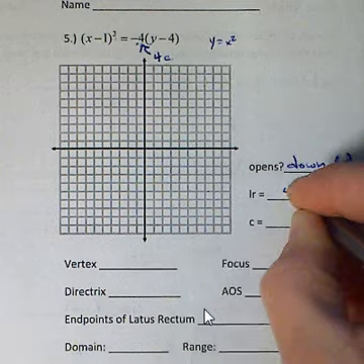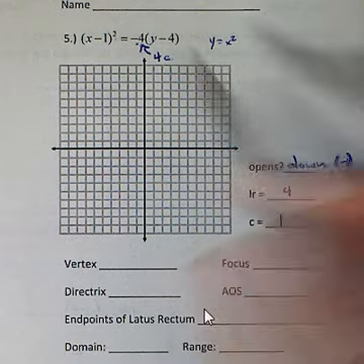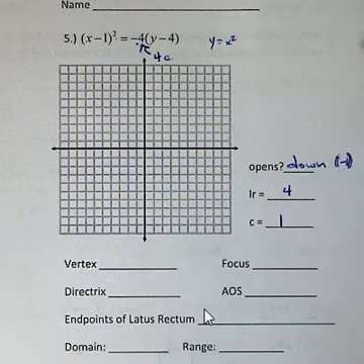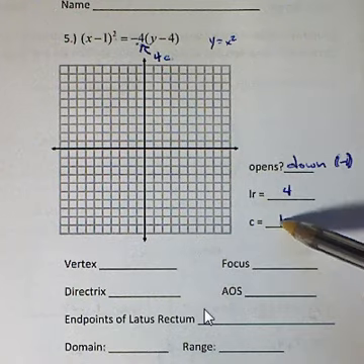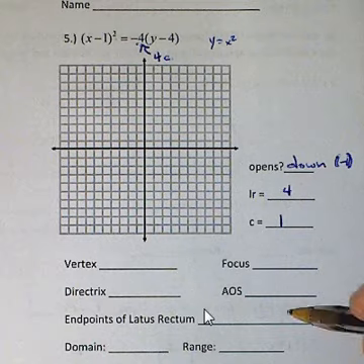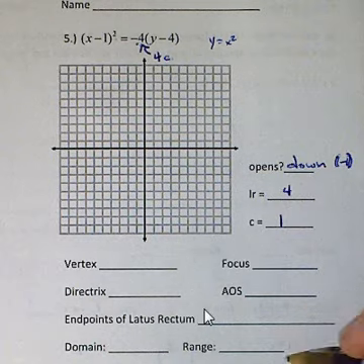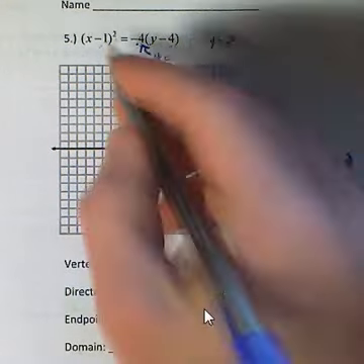So the length of the lattice rectum is 4, and so you can see then that c has to be 1. If this number is 4 times c, well then c has to be 1 if that number is a 4. So the length of the lattice rectum is going to be 4. The c value is 1, which is, again, the distance between the focus and the vertex, or from the vertex and the directrix. The vertex I can see is positive 1, positive 4.